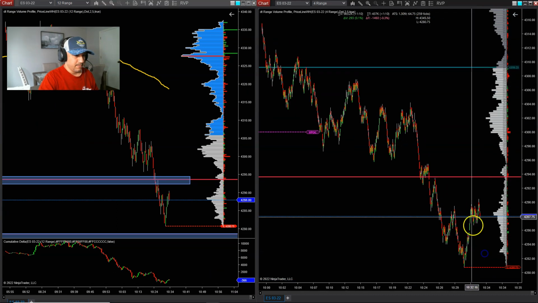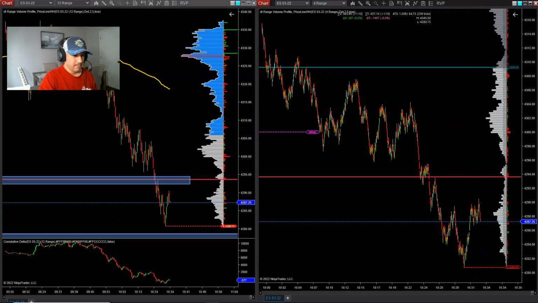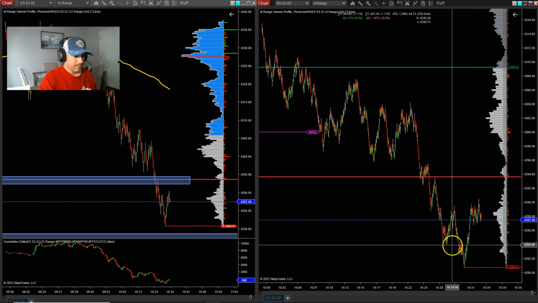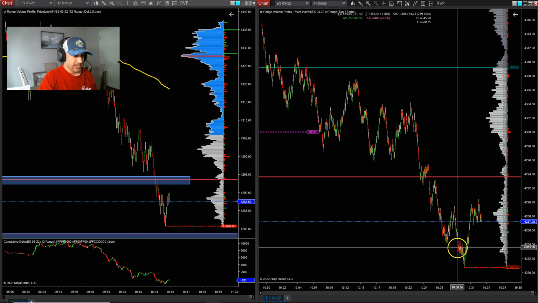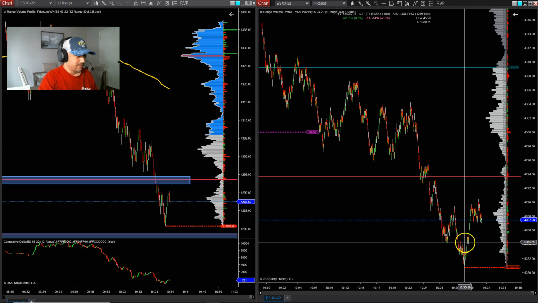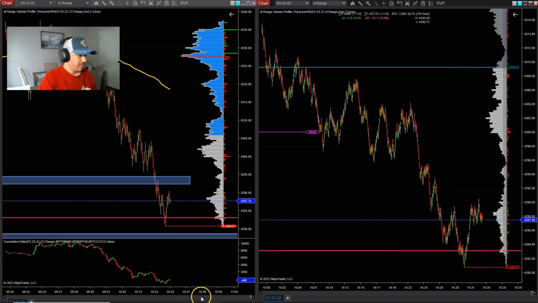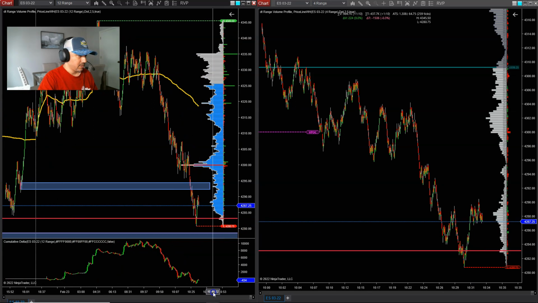Now that price has broken higher, I would like to see price come back down here and test maybe this area right here. But we can break and push higher right here as well. So let's see what happens.